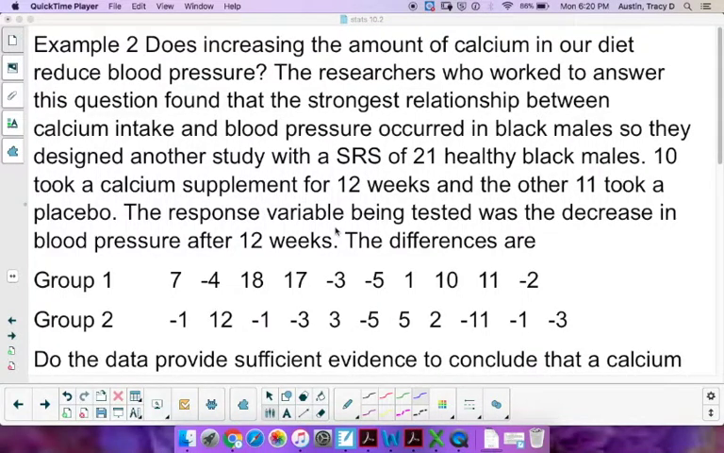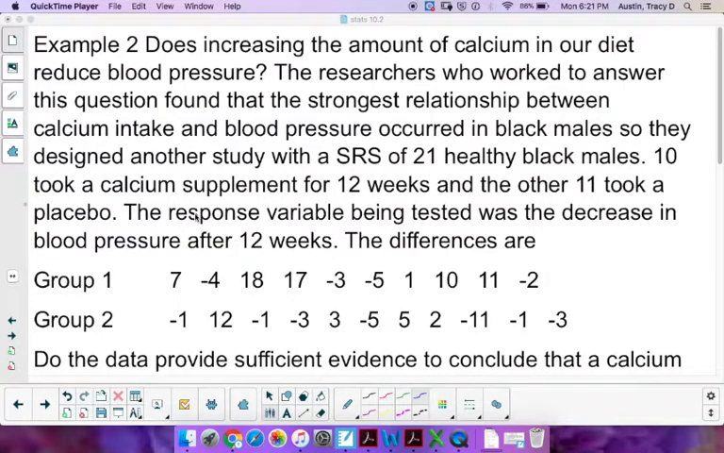Okay, so we are on day 2 of chapter 10, section 2. We are continuing with inference tests for the difference of two means. Today we're going to be working on one that's an experiment, and then we're going to talk about doing a confidence interval for the same kind of thing, a difference of two means. And then I'm going to give you a problem to take home tonight.